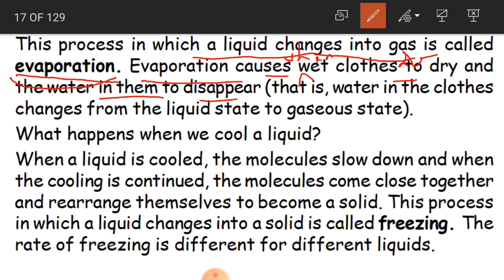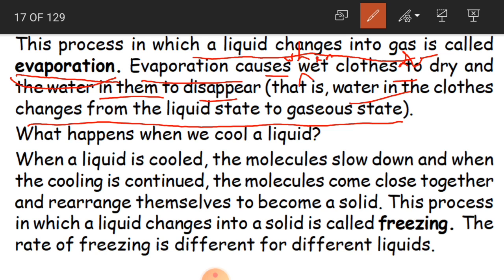So what happened to the water in that cloth? It has disappeared. It has changed into the gaseous form. It has changed into water vapor and disappeared. So this is nothing but evaporation. The water in the cloth changes from the liquid state to the gaseous state. So children, remember that whenever you heat a liquid, that liquid is going to change to gas. When you heat the liquid state, it is going to change to the gaseous state.